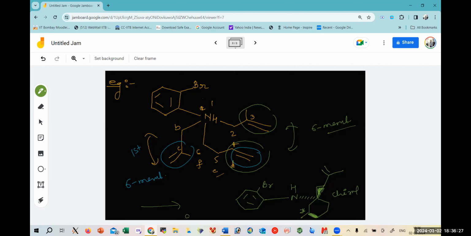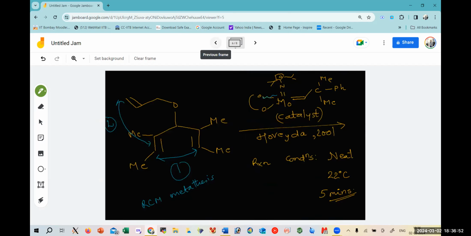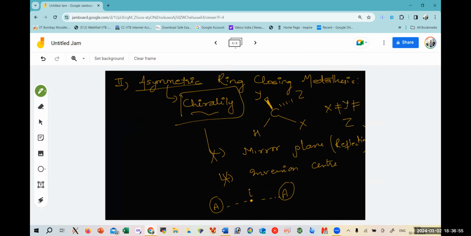So therefore, we could get an asymmetric product on ring closing metathesis. You can try both the ways. You will end up having the same product because this group and this group are similar. So it would tend to give you the same kind of product which has been formed over here. I hope this part is also covered. So here we have talked about the asymmetric ring closing metathesis where the chiral product would be forming.